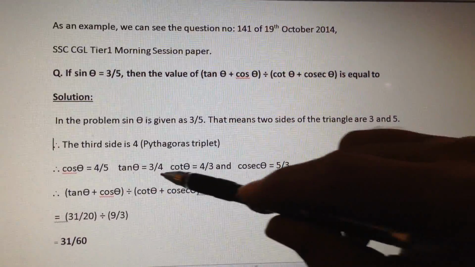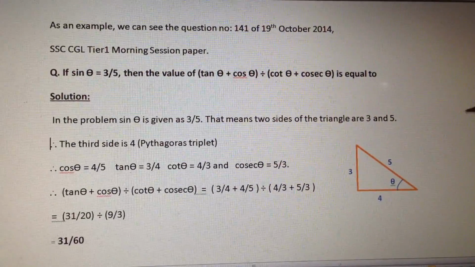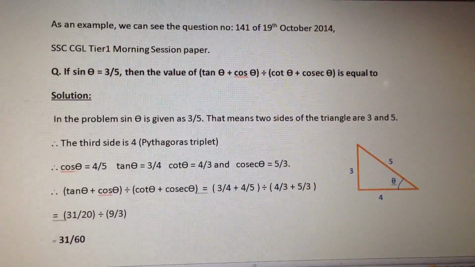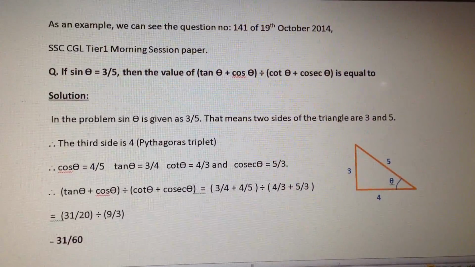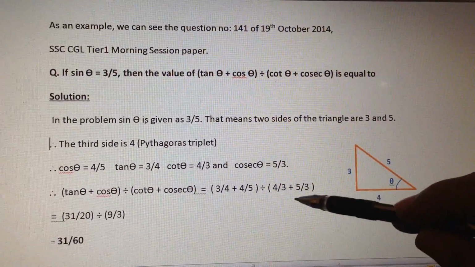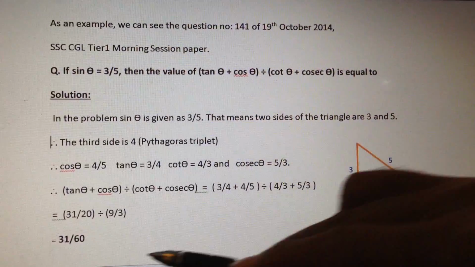base, that is 3 by 4, and cot theta is equal to 4 by 3 and cosecant theta is equal to 5 by 3. Now we have to substitute these values in the given equation. Therefore, tan theta plus cos theta divided by cot theta plus cosecant theta is equal to 3 by 4 plus 4 by 5 divided by 4 by 3 plus 5 by 3. So, on simplification, our answer is 31 by 60.